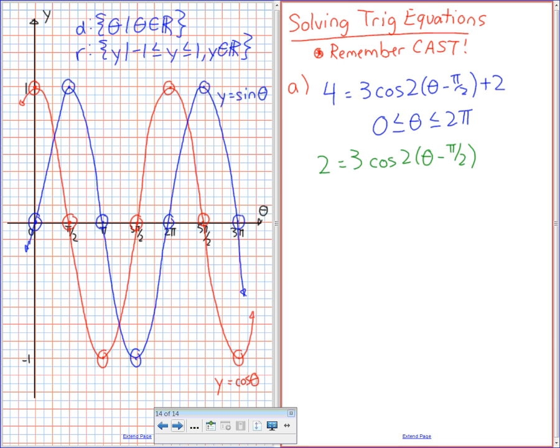Okay, 2 equals 3 cos 2 theta minus pi by 2. What's the next step? Divide by 3, so 2/3. Should have made this something nice and work for a special triangle. That's okay though right now. All right, now how do I solve, what's the next step here? Now, the way we talk about trig, you peel off one layer at a time.